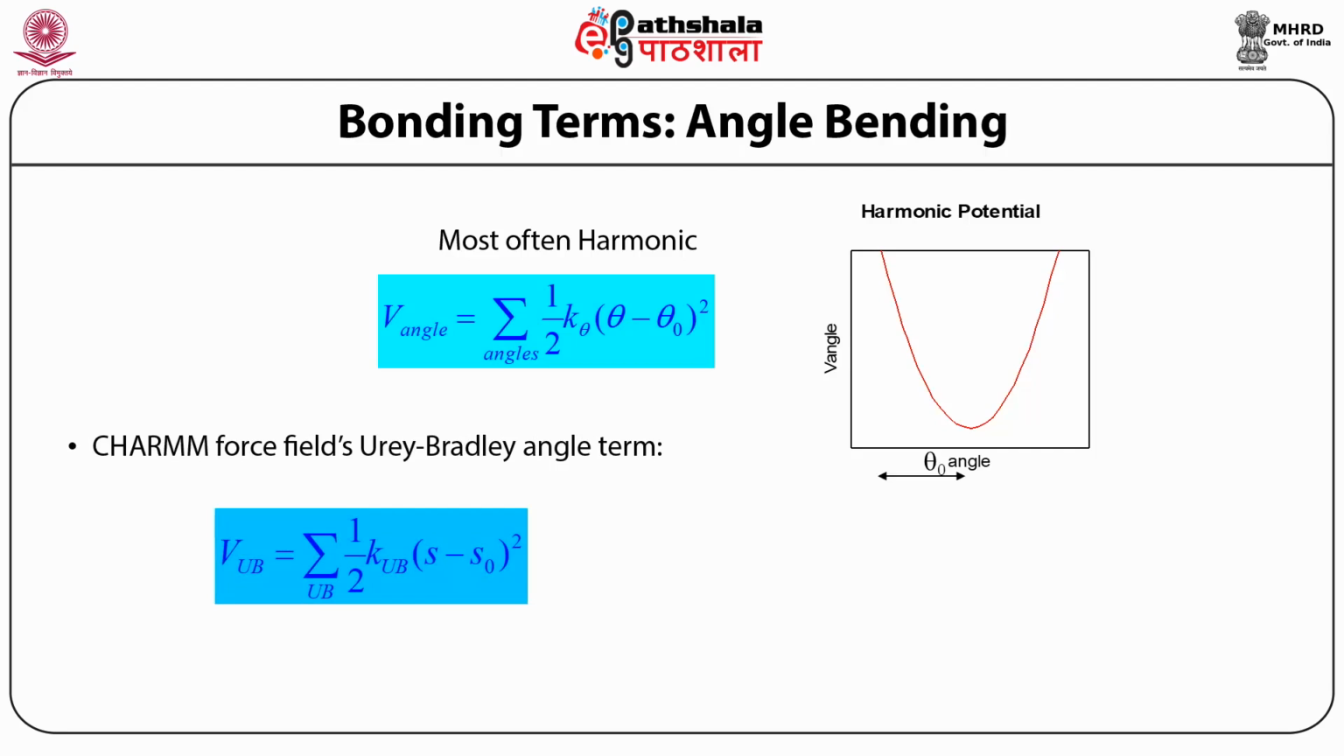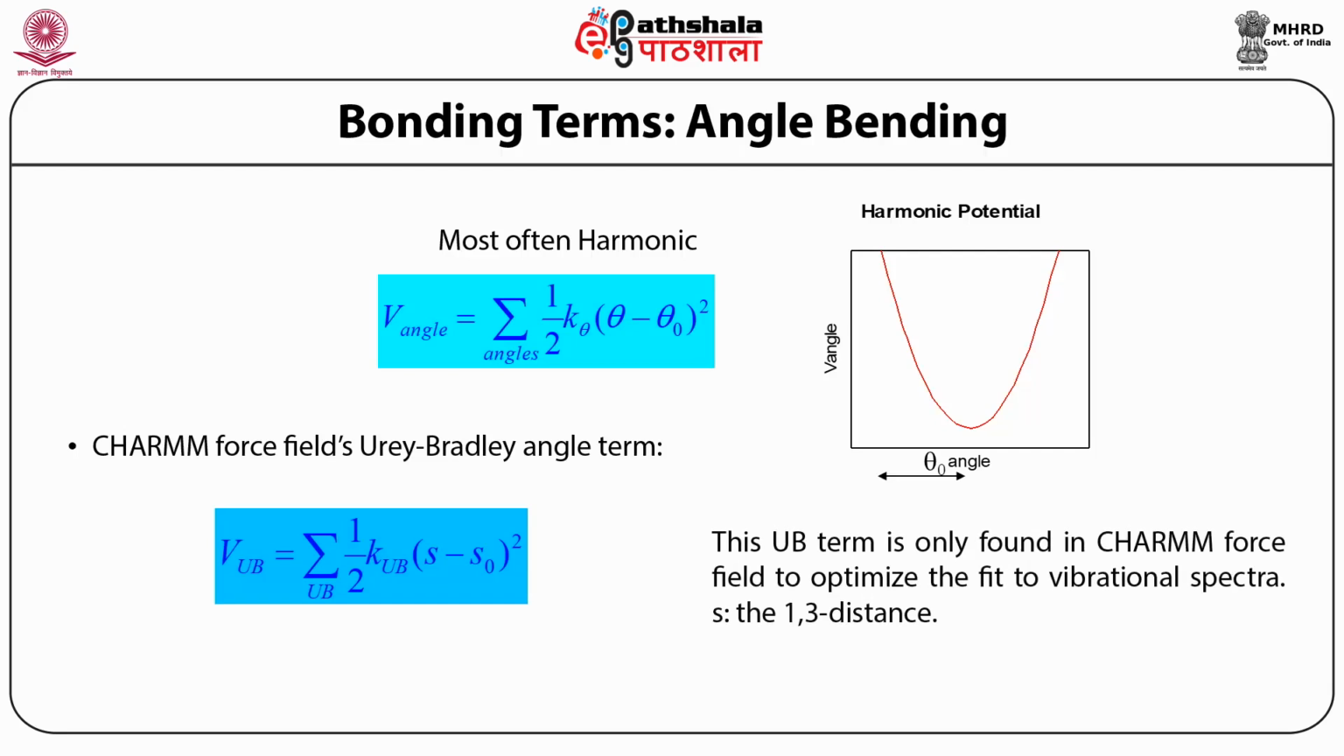However, CHARMM force fields use another term, the Urey-Bradley angle term, as well. In many cases, these are very important for getting the values from fitting the vibrational spectra. Hence, it sometimes gives not only the angular values, but sometimes the 1-3 atom distances. References are given for the details of these kinds of terms.